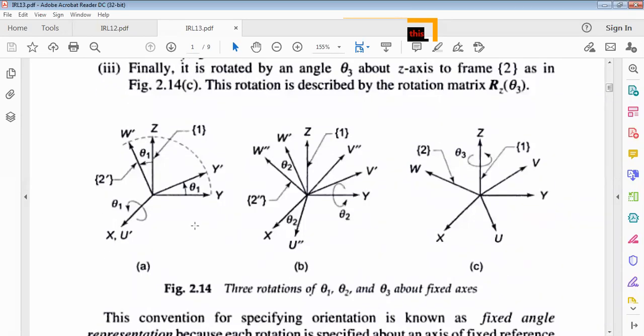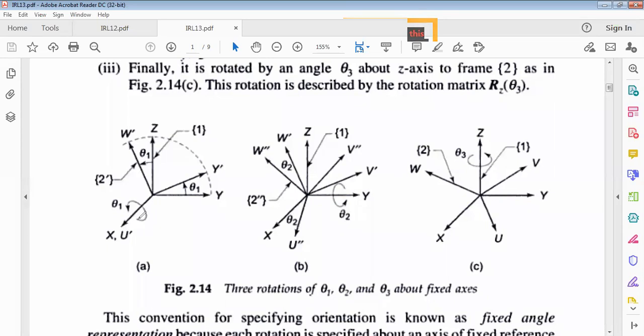Okay. So in three steps, we are reaching the orientation of the final frame 2. In the first figure, initially let us assume frame 1 and frame 2 are coincident. So in the first action, what is the first action? Rotate frame 2 about x-axis by an angle theta.